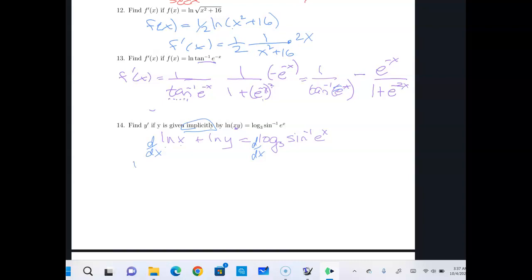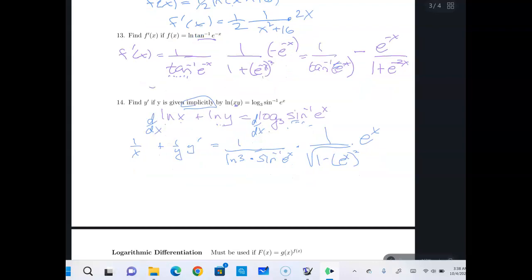So I take the derivative of this, 1 over x. I take the derivative of this, 1 over y times y prime. And then I take the derivative of this, so that gives me 1 over ln of 3, right, times this function, then times the derivative of arc sine, which is 1 over the square root of 1 minus the angle squared, and then times the derivative of the angle.